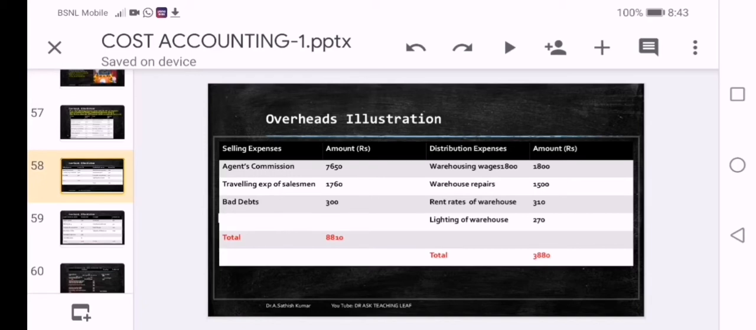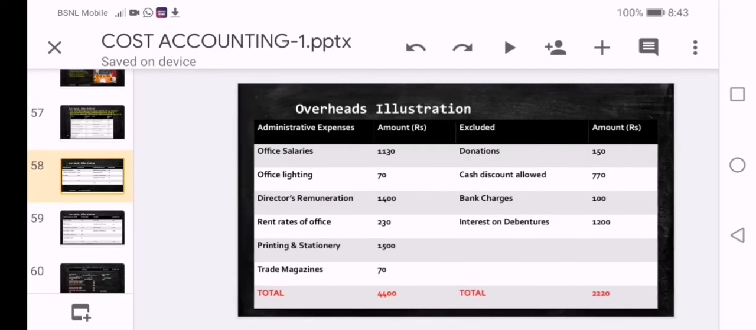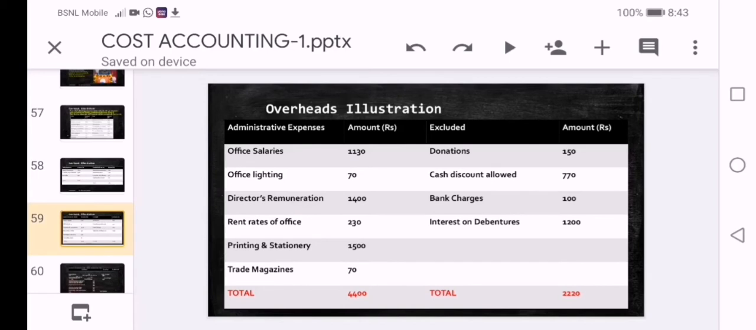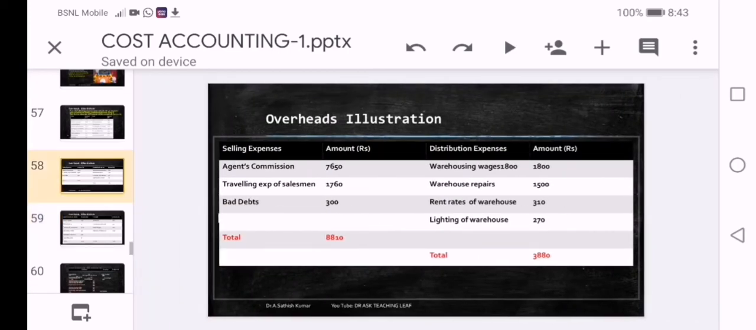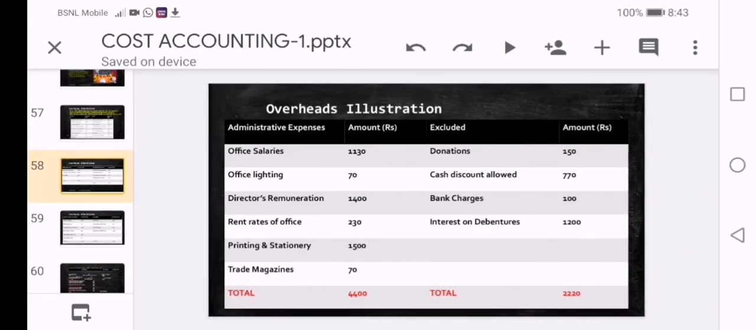Rent rates of warehouse, naturally it is distribution expenses, 310. Rent rates of office, quite natural, it is office expenses, which is 230. Next, lighting of warehouse, again distribution expenses, 270 rupees. Printing and stationery, 1500, it is office expenses.